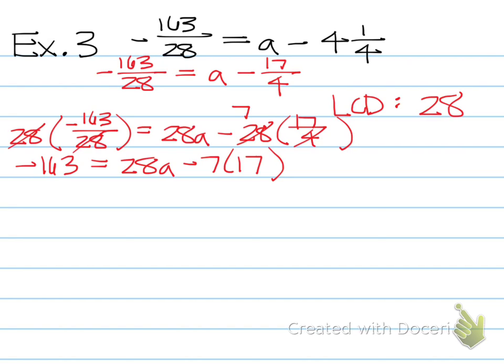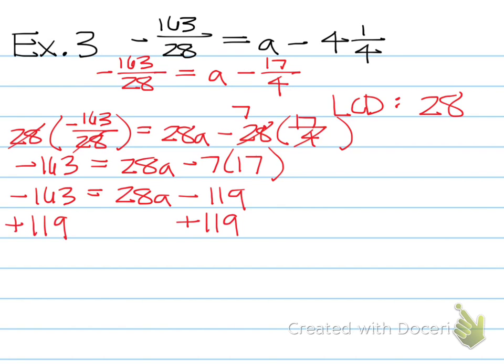28 times a is 28a. And then when I multiply that last term by 28, 4 goes into 4 one time, 4 goes into 28 7 times. So that leaves me with negative 7 times 17. Go ahead and multiply negative 7 times 17, and we get negative 119. And we add 119 to both sides to isolate the term with our variable.